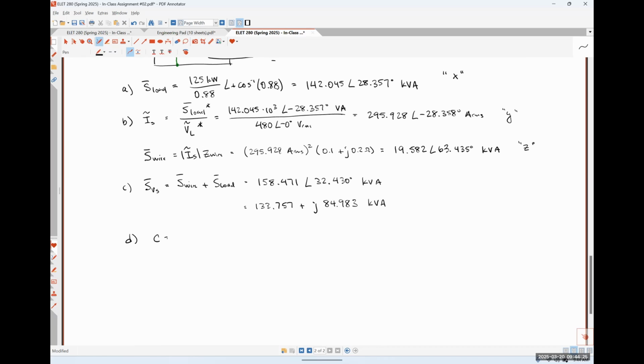we are going to be applying this equation. C is equal to P old times the tangent of theta old minus the tangent of theta new, all over omega times the voltage drop across our capacitor squared.